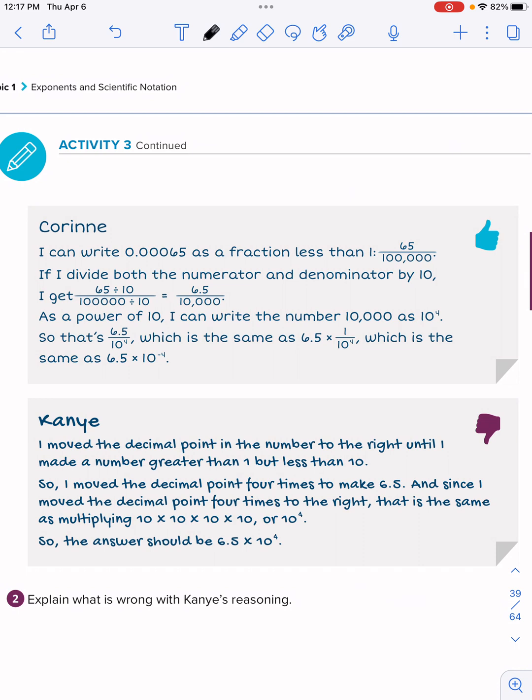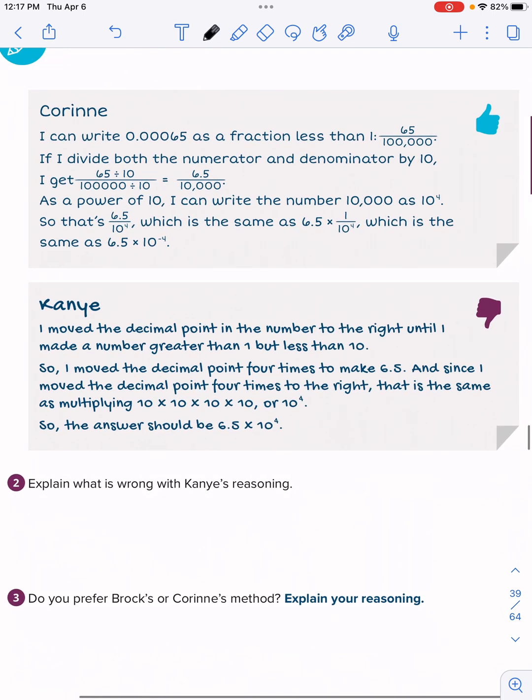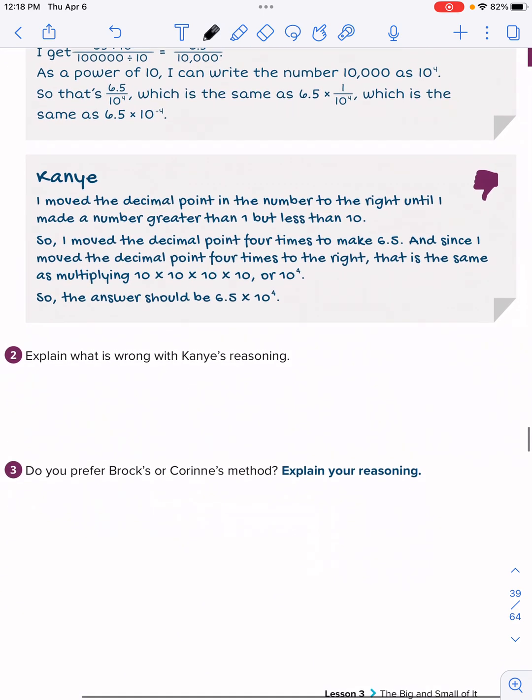So that's 6.5 divided by 10 to the fourth, which is the same as 6.5 times 1 over 10 to the fourth, which is written as a negative exponent right here. Okay. Right, so simplifying the numerator and denominator, that was Karine's method, and then converting that fraction into a negative exponent.